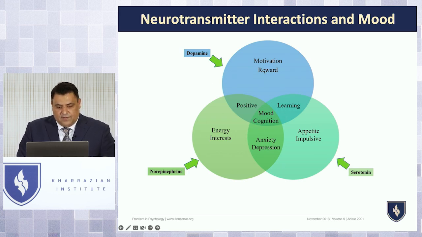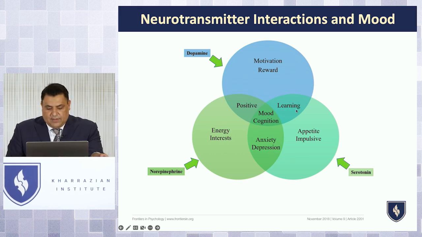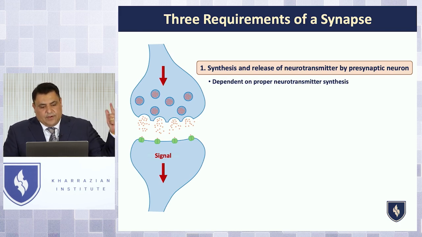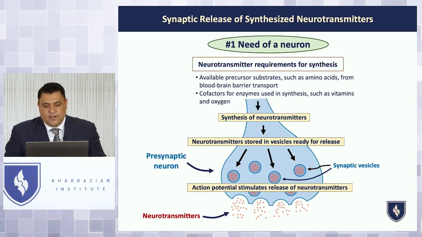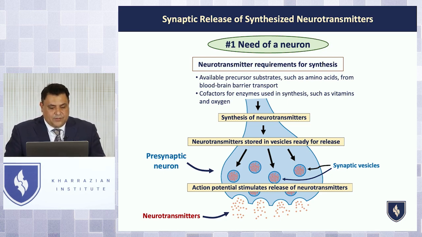Epinephrine, serotonin, and dopamine, you can see in this illustration, are really involved with mood, cognition, learning, and positive effects here, right? Now, when you look at the synapse and you look at these neurotransmitter dysfunction and imbalances, you have to realize that there are three requirements for a synapse. There has to be a proper synthesis and release of a neurotransmitter in the neuron. So the neurotransmitter has to get in there. You have to have healthy amounts of precursor amino acids, nutrients, cofactors, oxygen, glucose, vitamins to make neurotransmitters, and then they're released.